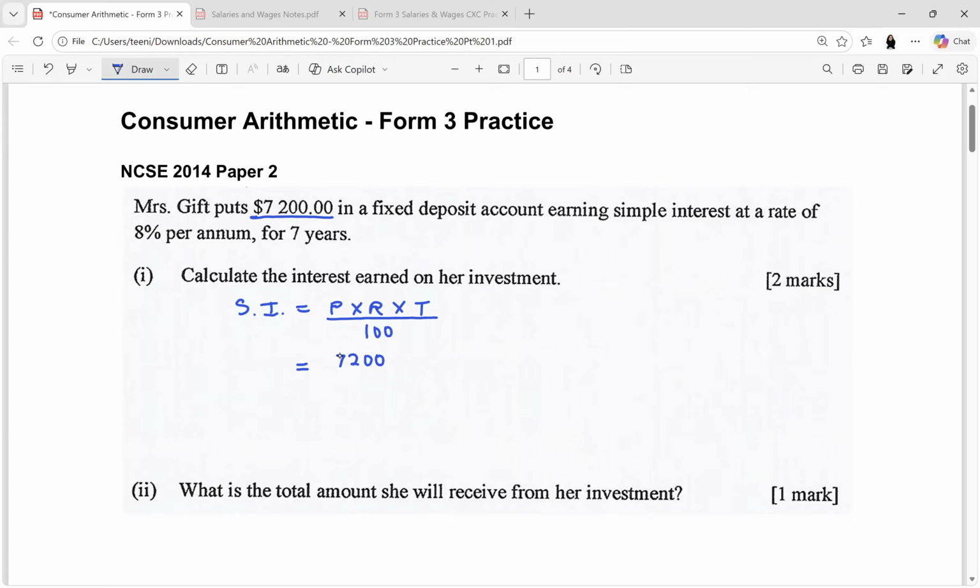Yes, miss. Soraya, what is the rate? 8%. Yep, 8%. And then the time is 7 years. So, Soraya, can you calculate for me? Do you have a calculator with you? Can you calculate this for me? What is the interest earned on the investment? Everybody else calculate it as well, but Soraya, I would like you to tell me the answer, please. So we're doing 7,200 times 8 times 7, all divided by 100.